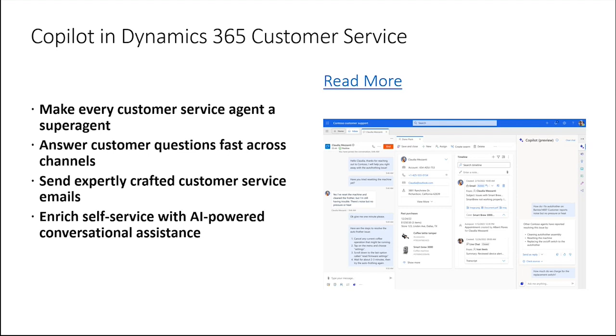Agents can answer customer questions fast across different channels. So with omni-channel capabilities, customer service agents get a streamlined view of incoming chats, and Copilot can help them manage those chats. They can also send expertly crafted customer service emails with Copilot, and then also enrich that self-service with AI-powered conversational assistance with Dynamics 365 customer service. All right, next slide.